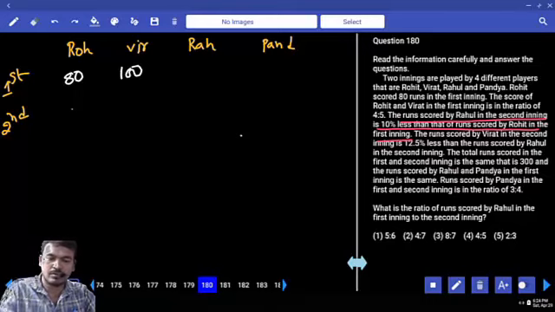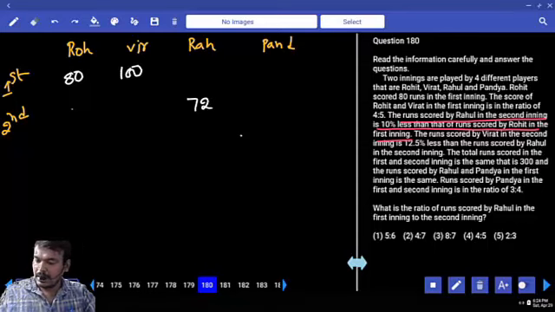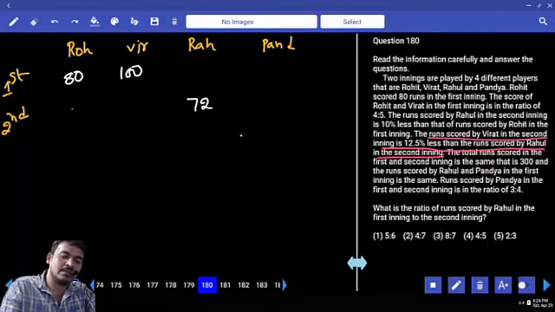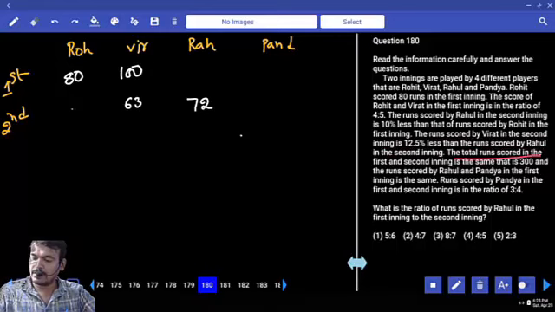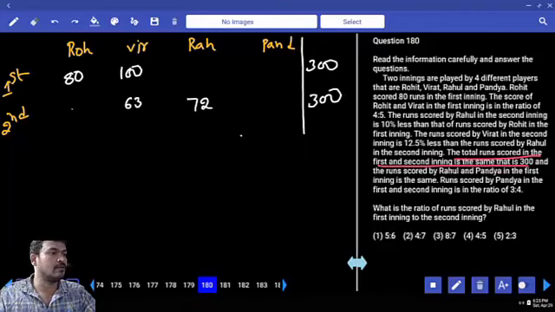That 72 is the Rahul score in second innings or first innings? Second innings, sir. Next, the runs scored by Virat in the second innings is 12.5% less than Rahul in the second innings. 12.5 means 1 by 8. What is 1 by 8 of 72? 9. 72 minus 9, 63. That 63 is Virat in second innings, sir. Okay. Next, the total runs scored in the first and second innings is the same, that is 300. Means first innings total score is 300, second innings also total score is 300.